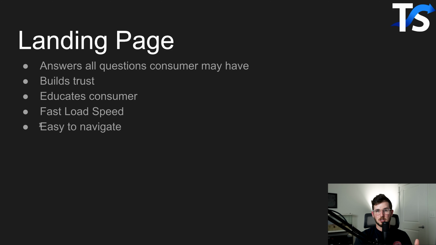Easy one, fast load speed. I see people build really complex websites that load very slowly. And what happens is it really affects performance, because the algorithm just doesn't want to send traffic to people that have a very slow loading website. You have a higher CPM and overall just a terrible ROAS. Easy to navigate is the last one. A landing page that's easy to navigate and clearly lays out everything the consumer needs to know before they purchase this product. So that was landing page.